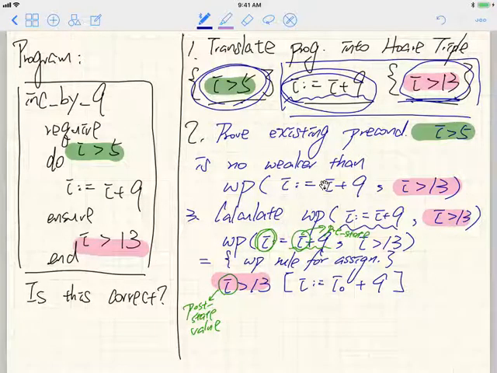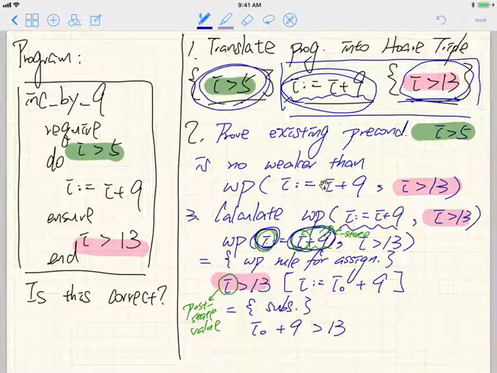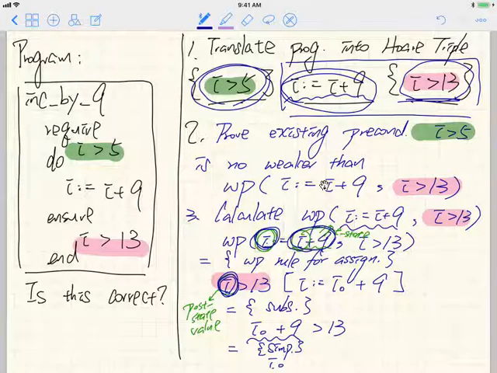Now this will be equal to, simply, substitution. Now this is going to be I0 plus 9 larger than 13. Everybody see it? You can see that every occurrence of I is substituted by the pre-state value of I plus 9. So I simply substitute this I over here by I0 plus 9. That's what I did. Now let's simplify this expression a little bit. After some simplification, I have I0 over here larger than 4.